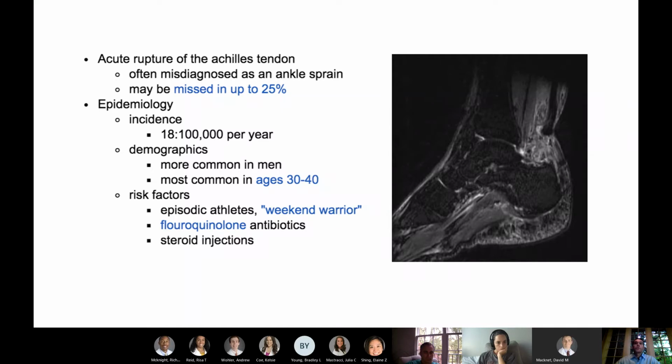Sort of during your muscles working to decelerate, right? And the tendon is being pulled in both directions. People who have had steroid injections in the Achilles, or are on anabolic steroids, or have taken fluoroquinolones recently are at increased risk.